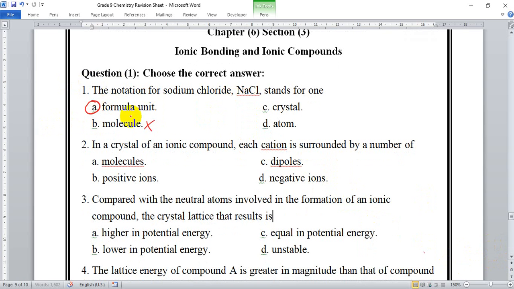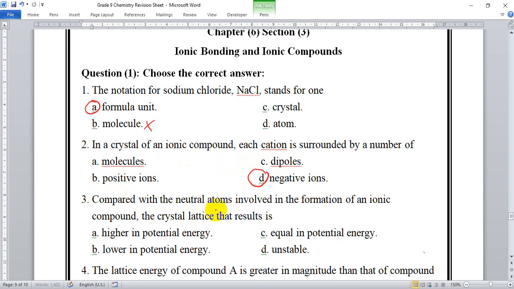In a crystal of an ionic compound, each cation is surrounded by a number of anions. Cations are the positive ions. Cations are positive ions, so they are surrounded with negative ions.